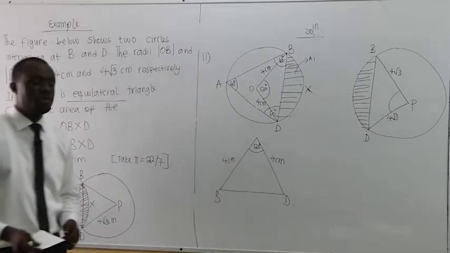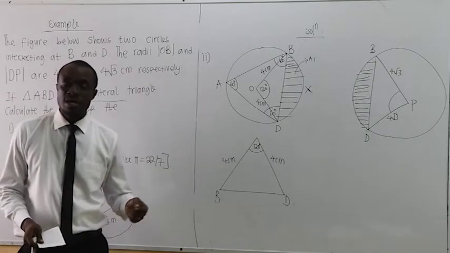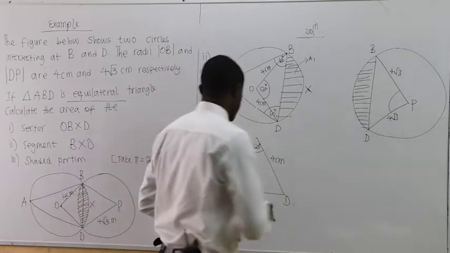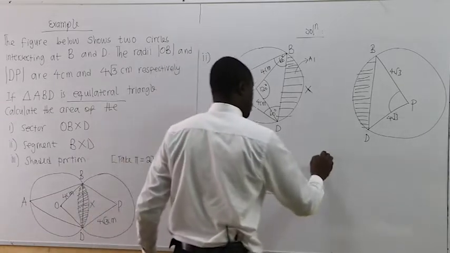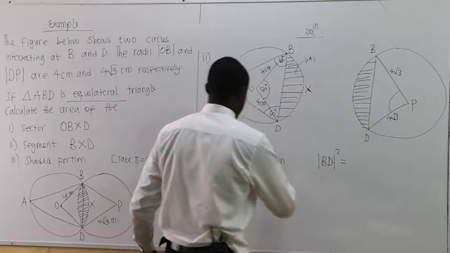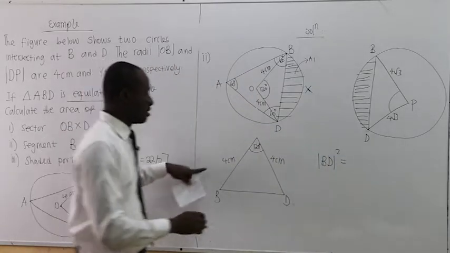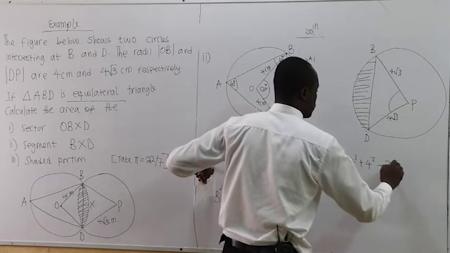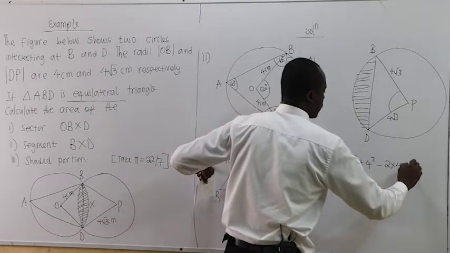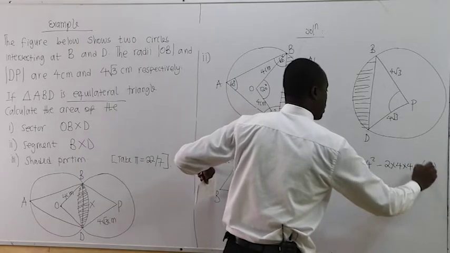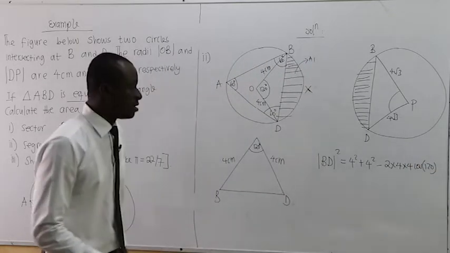And from this, we can use two things, either the cosine rule or the trig ratios. Now using the cosine rule, where the angle is facing, so you have our BD squared. That is where the angle is facing. And this equals 4 squared plus 4 squared minus 2 times 4 times 4 cos the angle. What's the angle? The angle is 120 degrees.